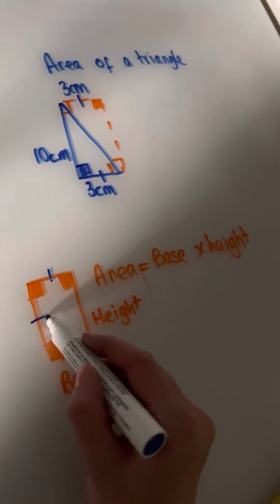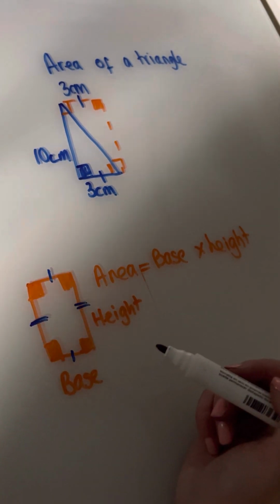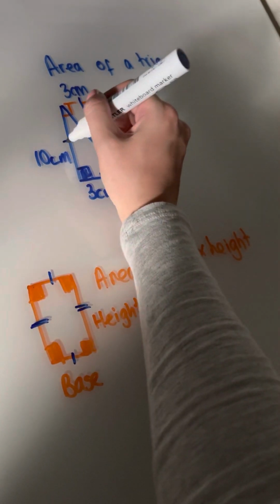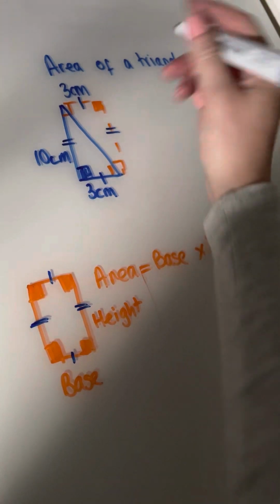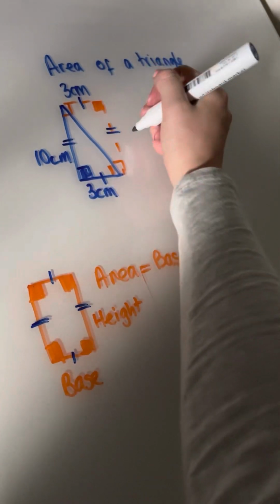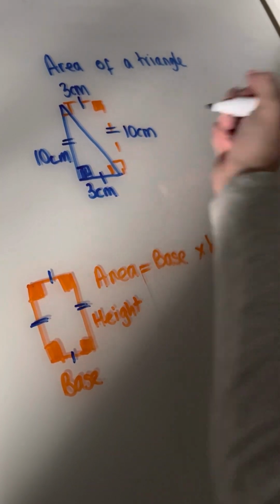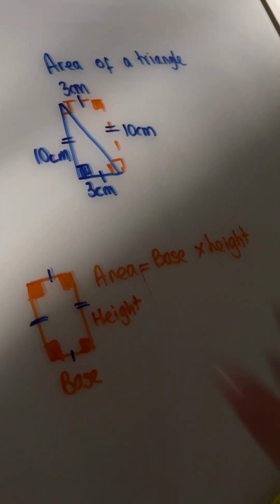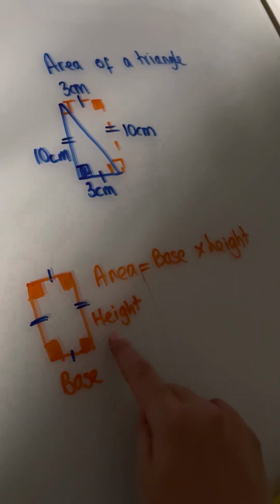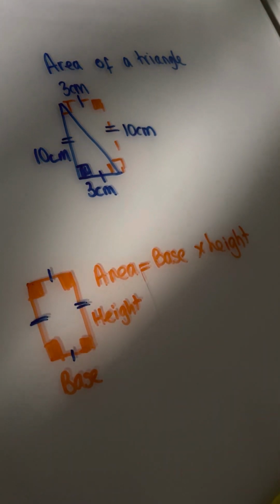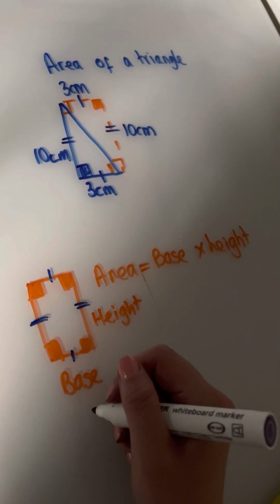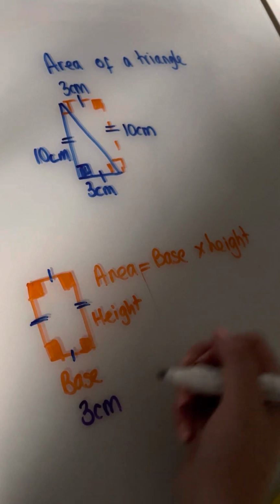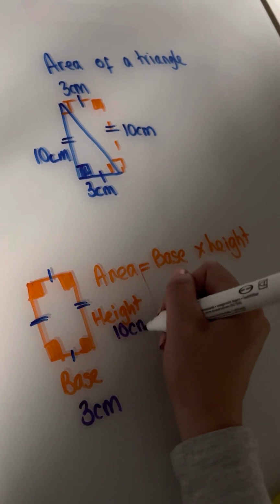We know in the rectangle, this length is equal to this length. So that would make this length equal to this length. We know that length is 10 centimetres. Here would also be 10 centimetres. So I'm now going to take our numbers that we've got here and put them into here. So our base would be 3 centimetres and our height is 10 centimetres.